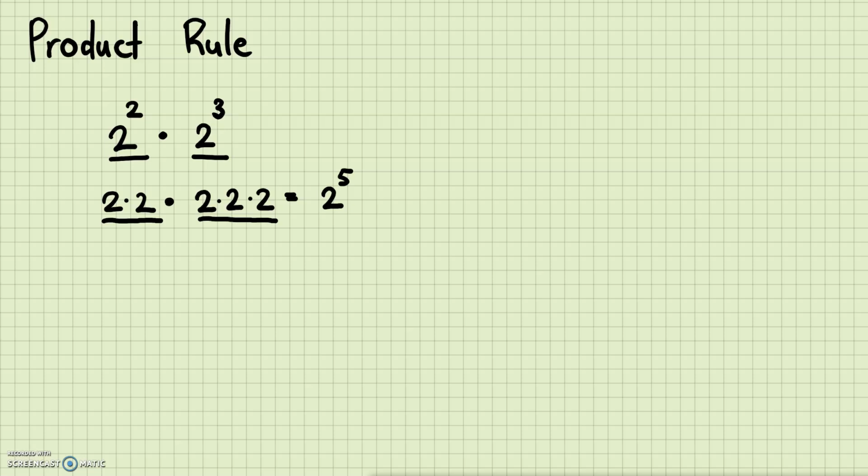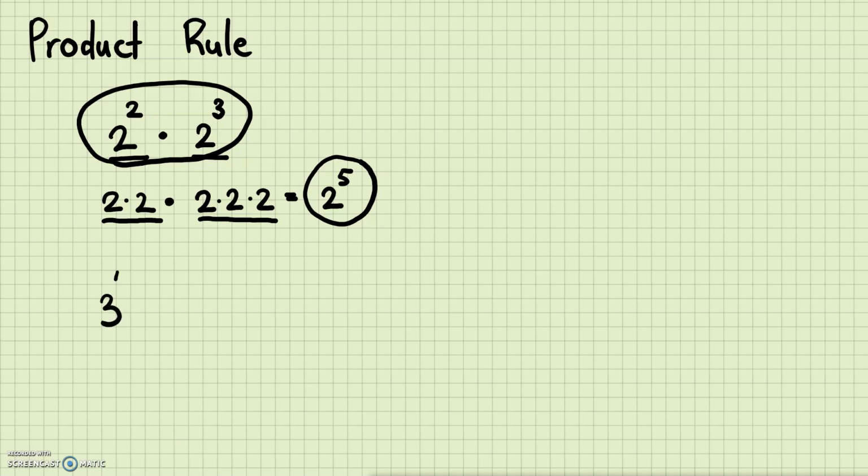Now if you notice the exponents in our original question, the exponents are 2 and 3, and the exponent for our answer is 5. And you'll see that 2 plus 3 equals 5. So we added the two exponents in the question to get our exponent in our answer. And this is true for other terms as well.